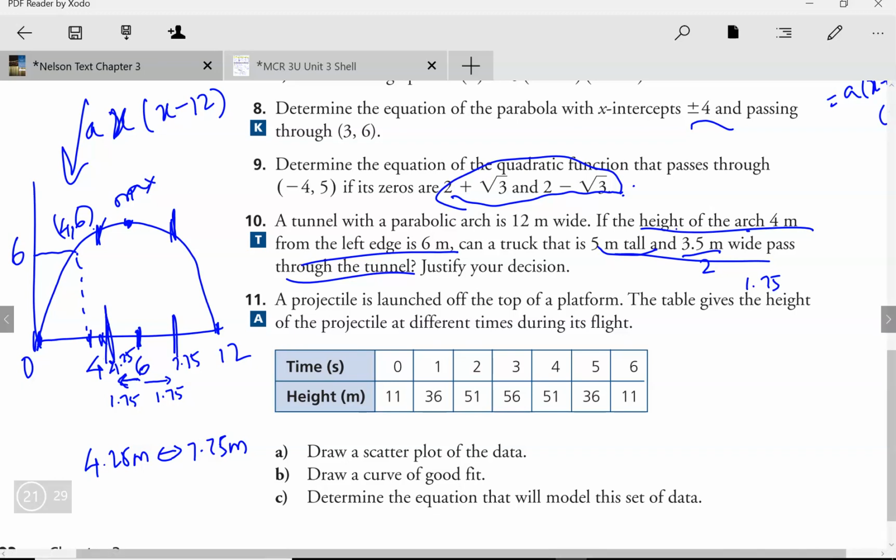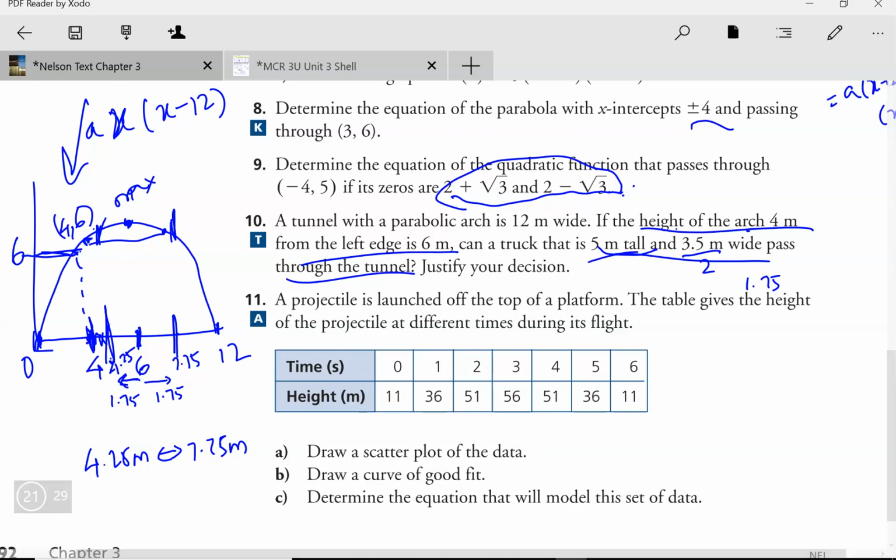And we know that it's 5 meters tall, but we know that the arch at 4 meters from the left side is 6 meters tall. So at 4.25, it's going to be slightly more than 6 meters tall. And by symmetry, of course, at 7.75, it's going to be the same height as at 4.25, which is more than 6. So a truck that's 5 meters tall can pass.